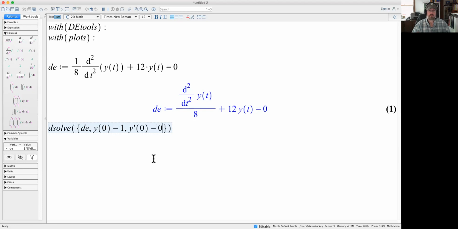So I'm saying, hey, Maple, I've got this second order differential equation. I've got these 2 initial conditions. Can you tell me what the particular solution is? And Maple says, yeah, sure, here it is.